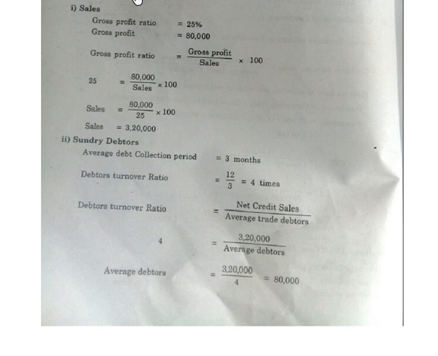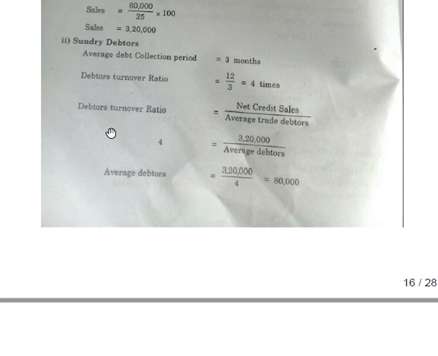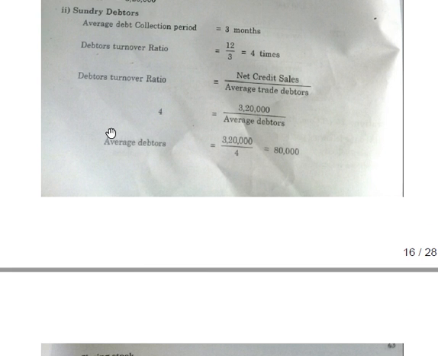Sales gross profit ratio is 25%, so gross profit is 80,000. So gross profit ratio is gross profit divided by sales into 100. So 25 is equal to 80,000 divided by sales into 100. Sales is 80,000 divided by 25 into 100. Sales is 3,20,000.